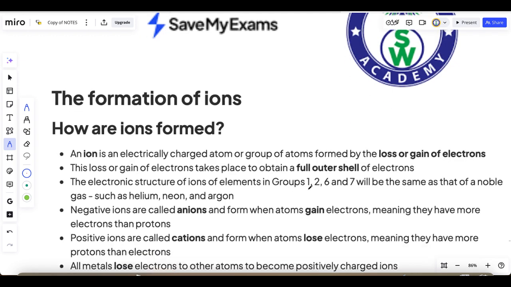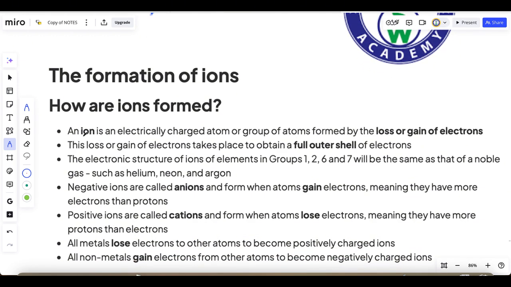How ions are formed: an ion will only be formed when an atom gains or loses electrons. If an atom does not lose or gain electrons, it's still an atom and cannot become an ion. When an atom loses electrons, it has fewer electrons than the number of protons. Atoms are electrically neutral, so the number of protons is equal to the number of electrons.